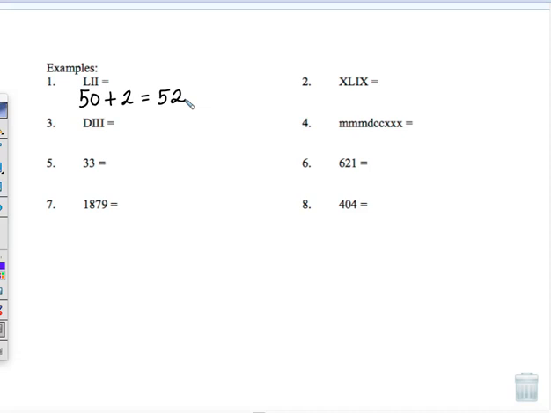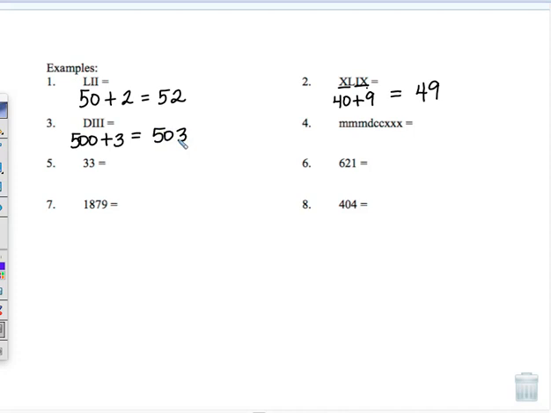All right, looking at number 2, X is smaller than L, so I have that subtraction rule. I take 10 from 50. So this piece right here is the 40. I is smaller than X, and so I take 1 from 10, which makes this piece here 9. And so I know my base 10 numeral is 49. All right, D is 500. And so I have I. That's going to be an addition rule. This is going to be 500 plus 3, which is 503.